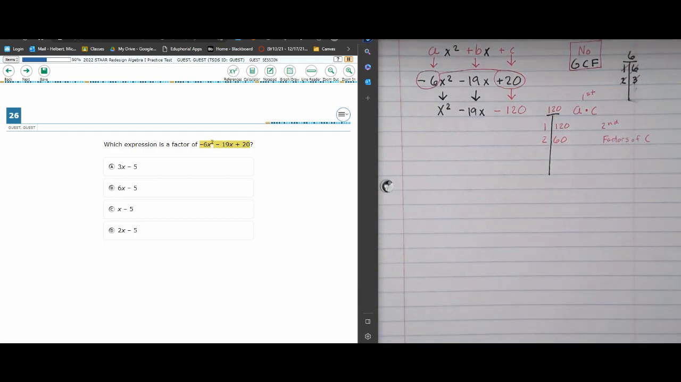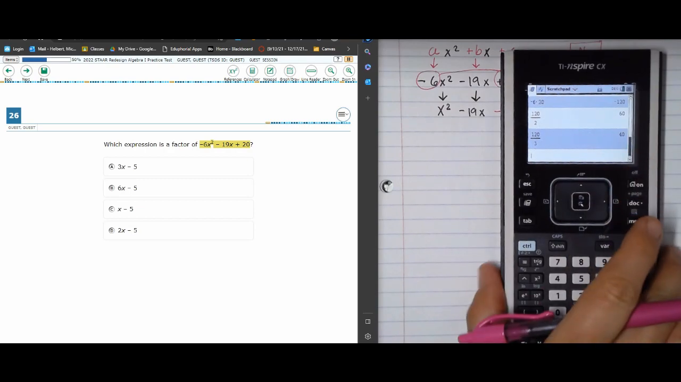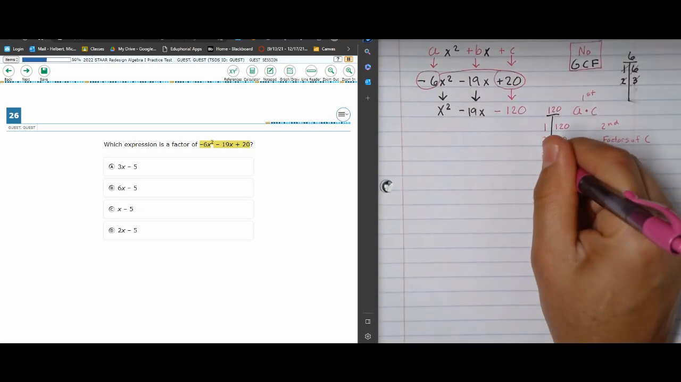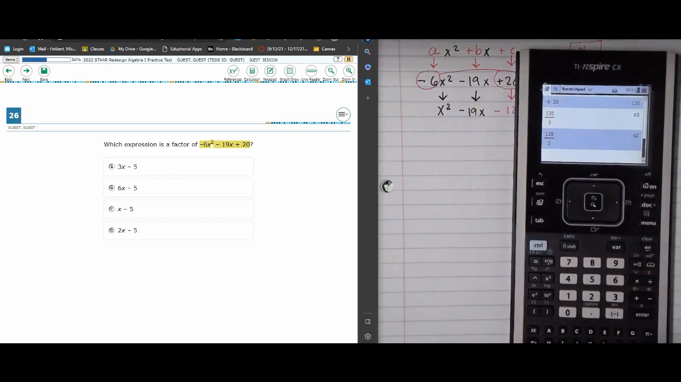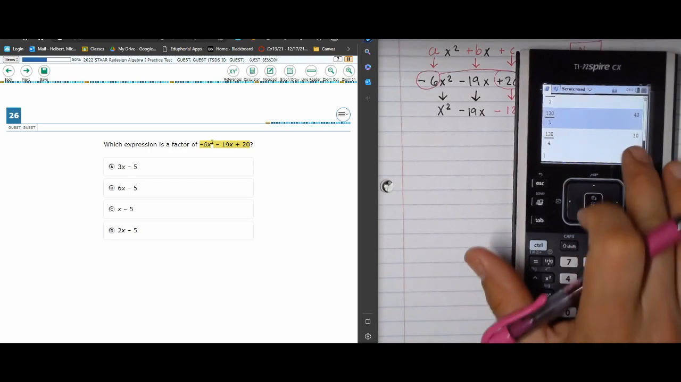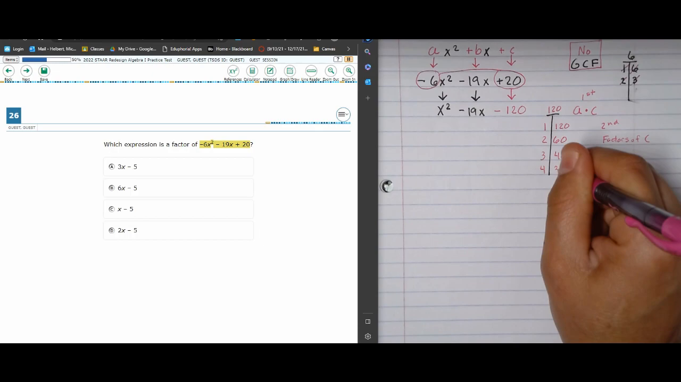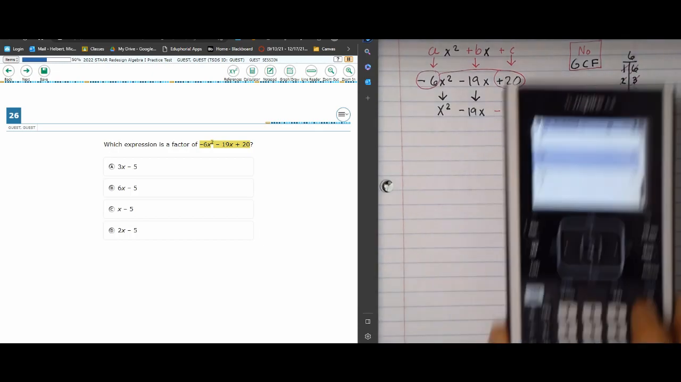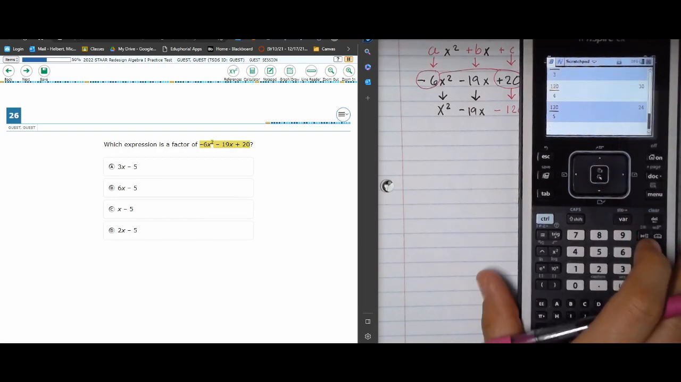After 2 comes 3. So I'll just take that 120 and divide it by 3. And that gives me 40. So I have 3 and 40. After 3 comes 4. So I'll take 120 and divide it by 4. And it gives me 30. 4 and 30. And after 4 comes 5. So I'll do 120 divided by 5. And it's going to give me 5 and 24.